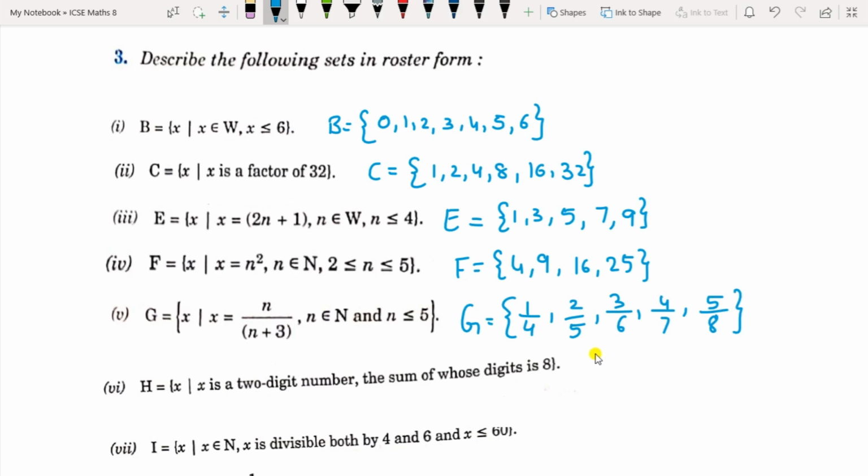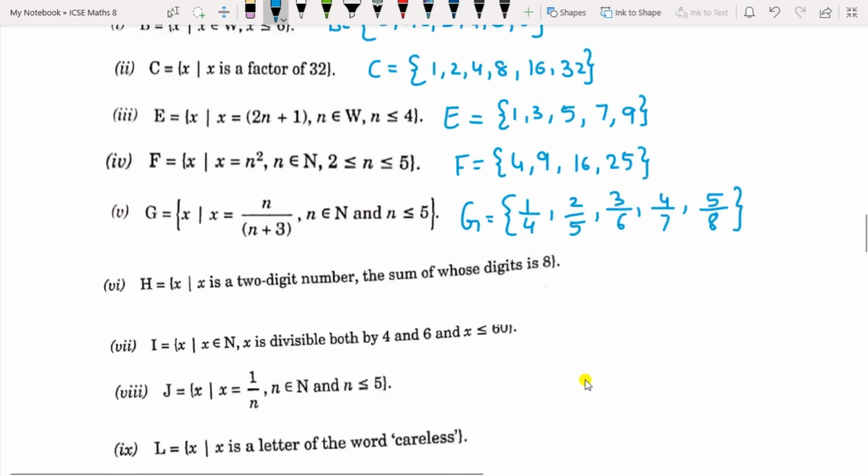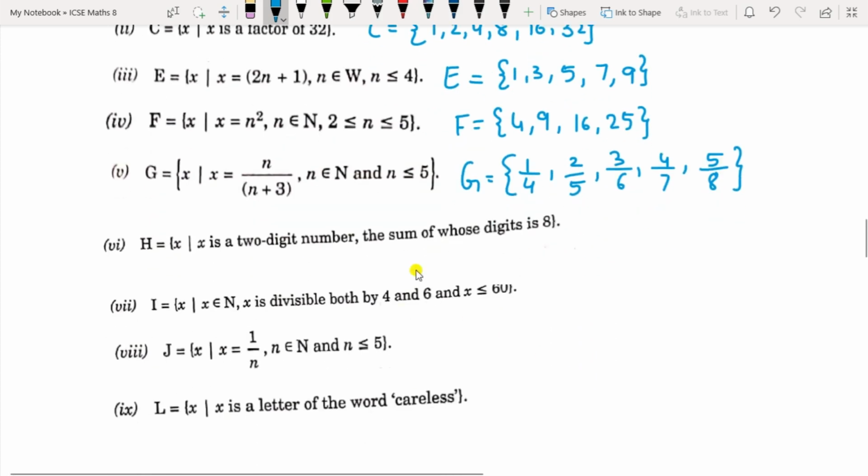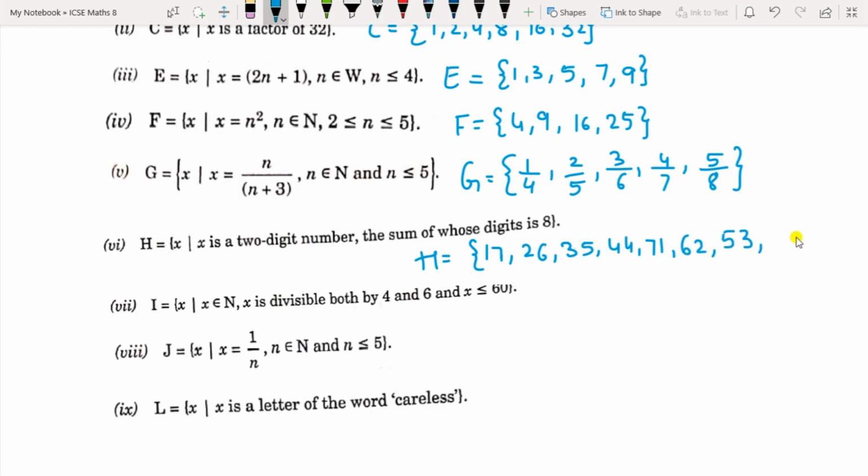Then the elements of set H. H is the set of 2-digit numbers, the sum of whose digits is 8. Such numbers whose digits, if you add, you get the answer 8. So those 2-digit numbers are 17, 26, 35, 44, 71, 62, 53 and 80. When you add the two digits, you get the answer 8. So that is the set H.